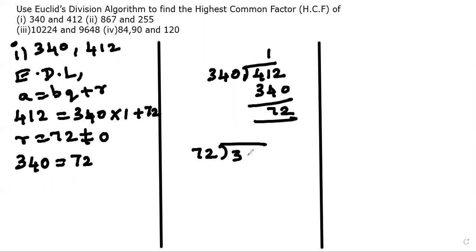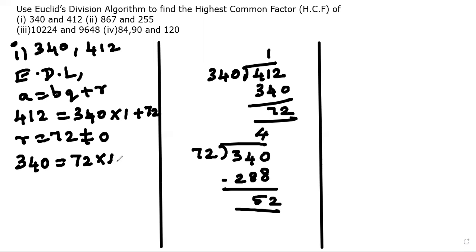72 outside, 340 inside. So 72 into what? 72 into 4. 4 twos are 8. 4 sevens are 28. So the remainder will be what? 340 take away 288 will give you 52. So 52 is your remainder. 340 equals 72 into 4 plus 52. Now take your remainder. What is your R? R is 52. Is this equal to 0? No, it is not equal to 0.